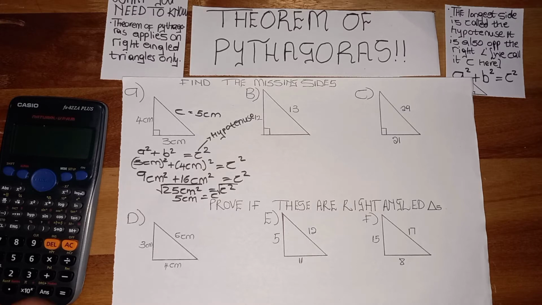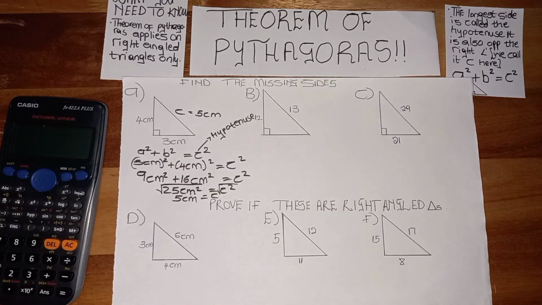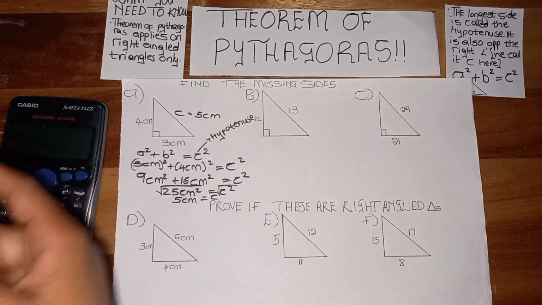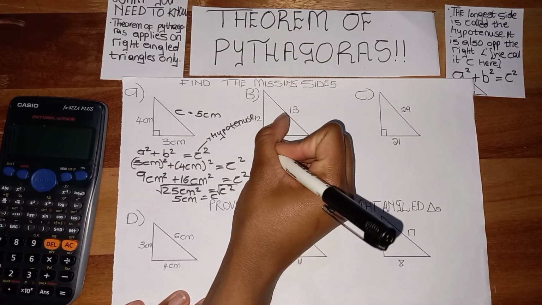Now we're moving on to letter B. On letter B, we have a right angle triangle, and when another side is not known, we can use the Theorem of Pythagoras to solve for that side. In this case, the hypotenuse is known, and only one leg of the triangle is not known. So let's go ahead and write our formula.